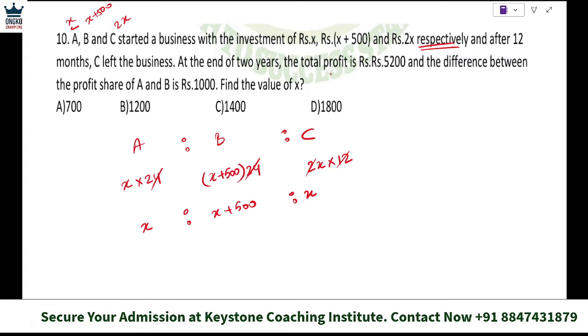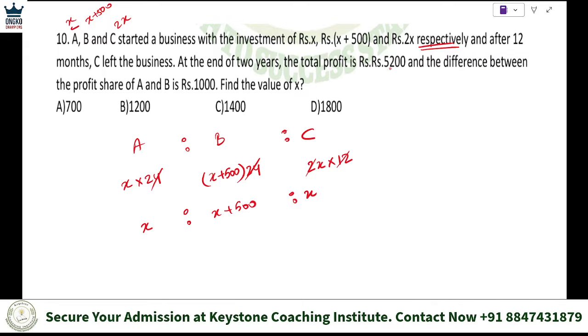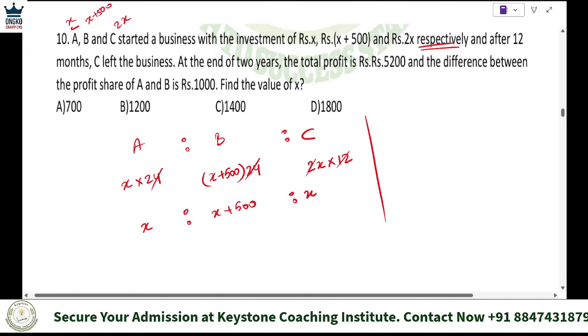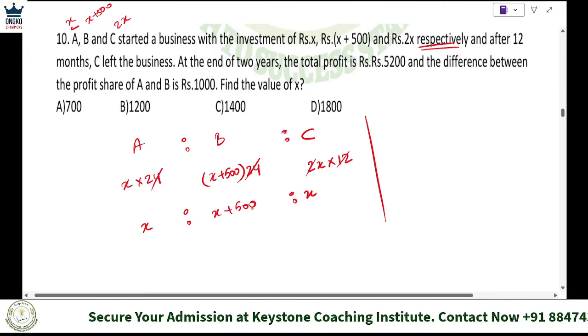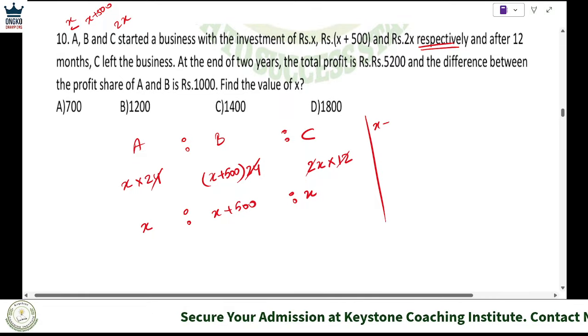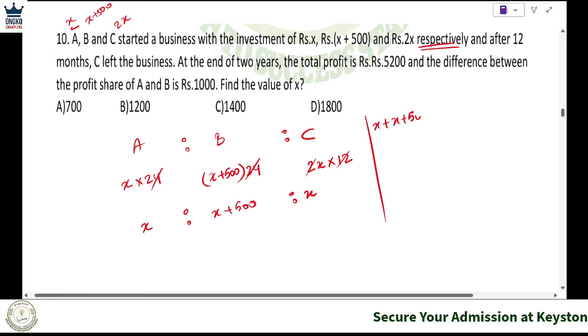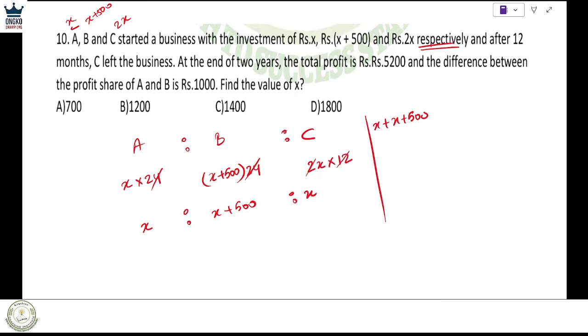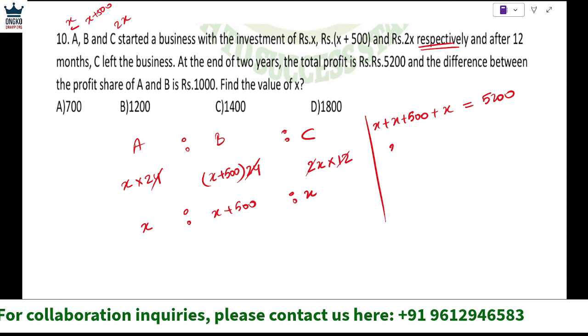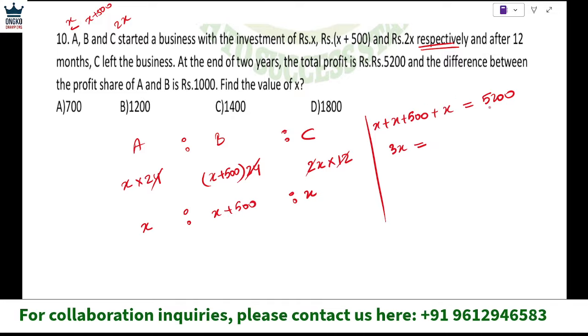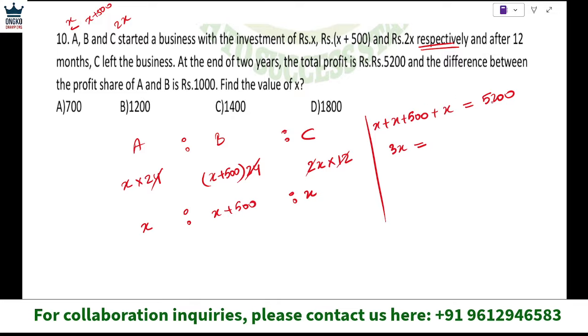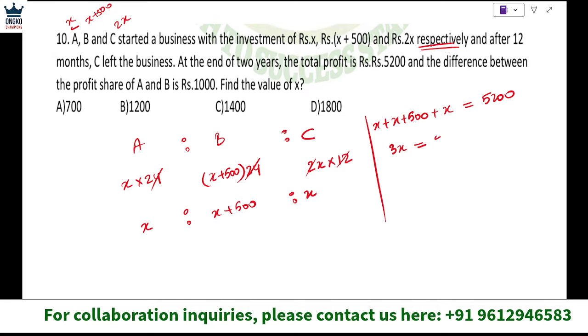So the total profit is rupees 5200. The difference between the shares, okay, the total profit is 5200. So the total is X plus 500, A's share plus B's share plus C's share makes 5200 total profit. So X plus X plus X, this will give us 3X plus 500 is equal to 5200, and 5200 minus 500 is 4700.